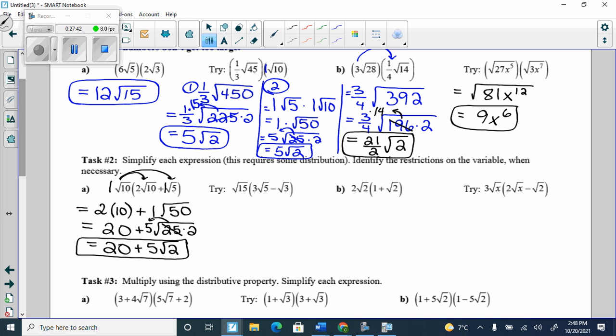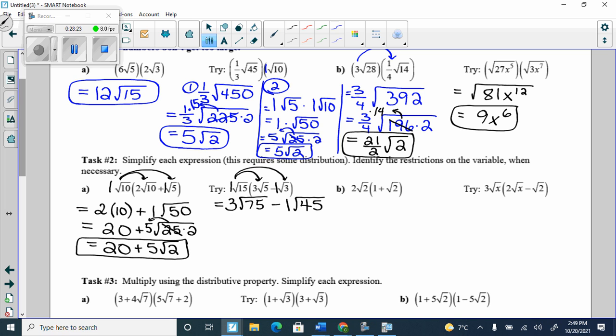Okay. So, this one we're going to go together on too, and then you're going to try the next two. So paying attention. Coefficient times coefficient. 1 times 3 is 3. Then root 15 times root 5 is root 75. Then we distribute the next one. 1 times negative 1 is negative 1. Then root 15 times root 3 is root 45.